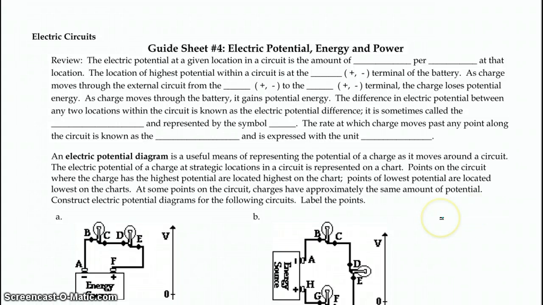Okay, welcome to screencast number one on electric potential, energy, and power. First, a quick review. The electric potential at a given location in a circuit is the amount of energy per charge at that location.